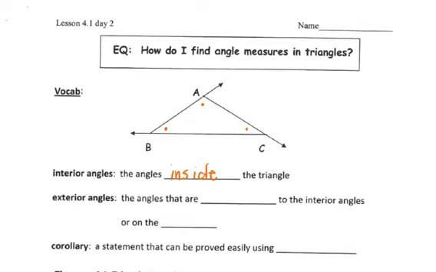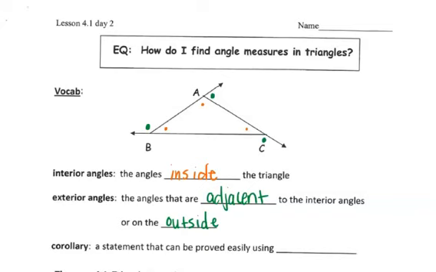Our exterior angles, these are angles that are adjacent to the interior angles or on the outside. So that would be anything here, here, or here. Notice that these angles are created because one of the sides of my triangle is extended. Okay, so the line from B to A is extended, and now we're seeing that angle that is formed along the outside edges of that triangle.